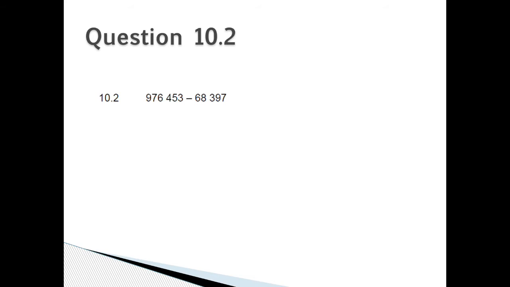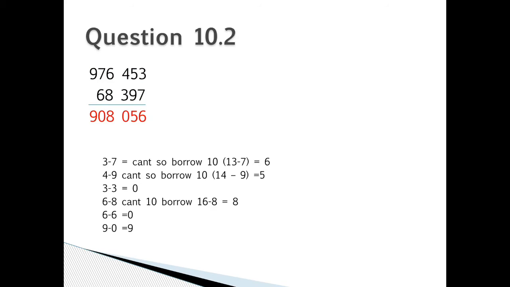976,453 minus 68,397 will give you 908,056. You'll say 3 minus 7, you can't, so you borrow 10. It becomes 13 minus 7, which is 6. 4 minus 9, you can't, so you borrow 10. It becomes 14 minus 9. It's going to give you 5.